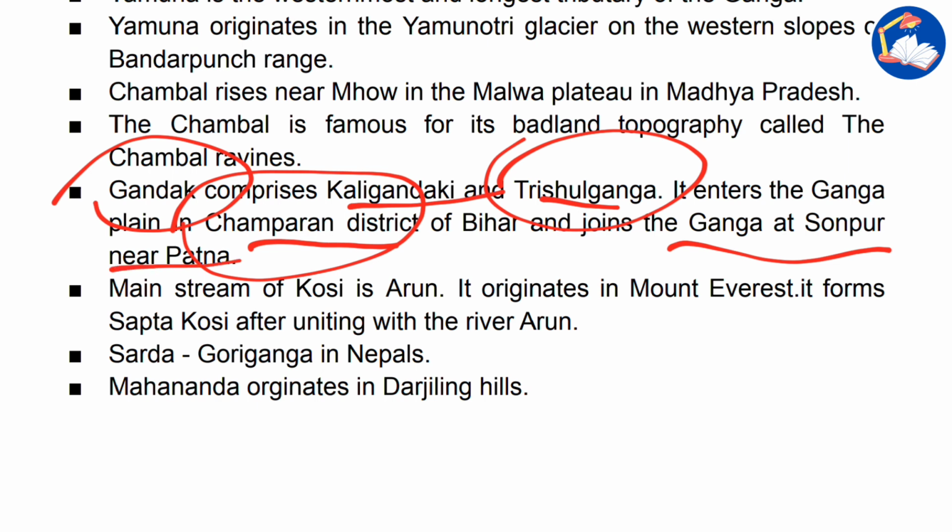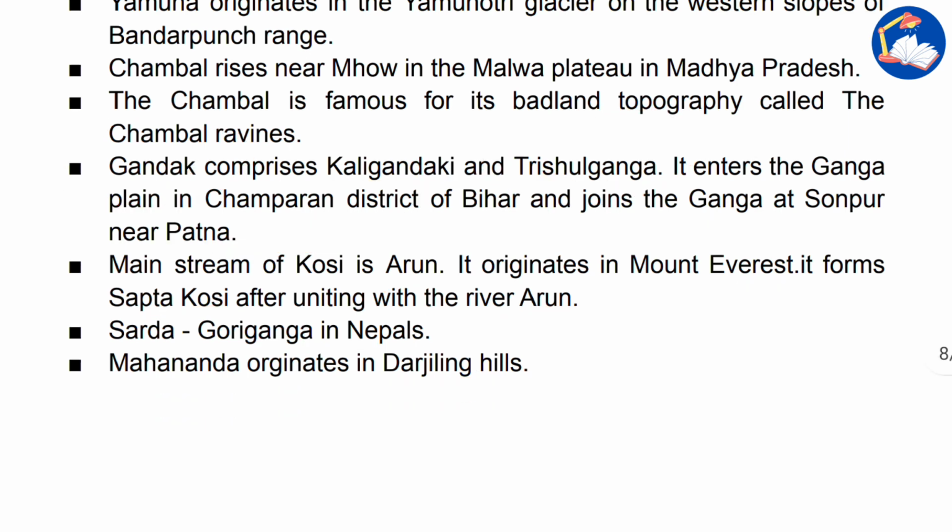The main stream of Kosi is Arun. It originates in Mount Everest. It forms Sapta Kosi after uniting with the Arun. Sarda or Gauri Ganga is in Nepal. Mahananda originates in the Darjeeling Hills.